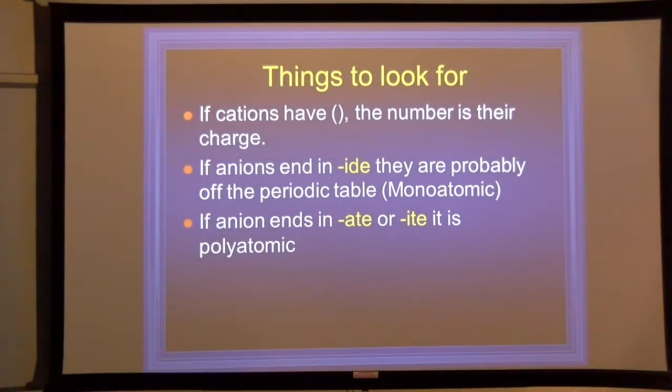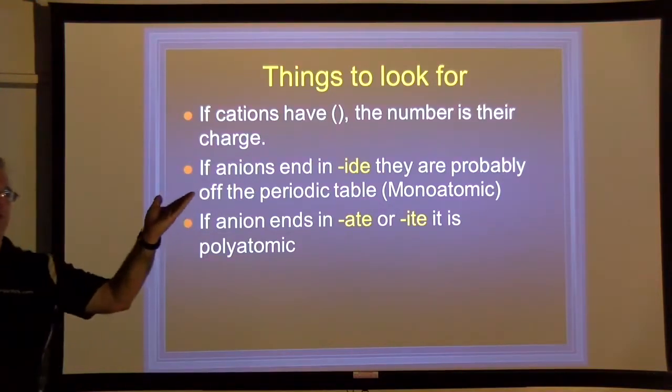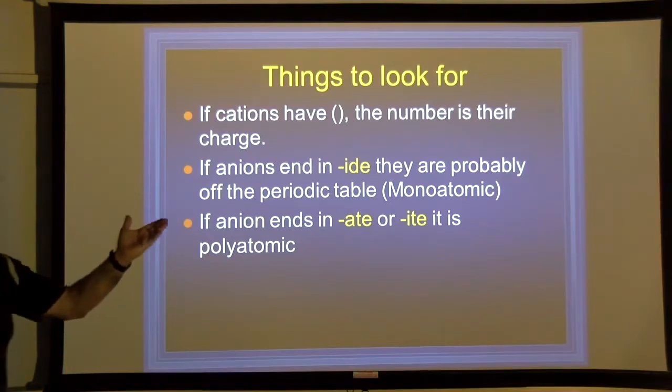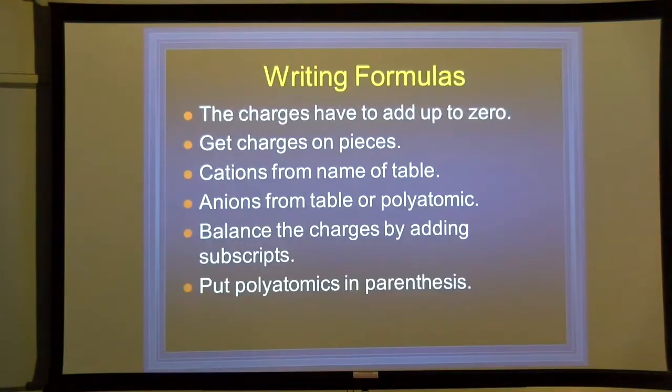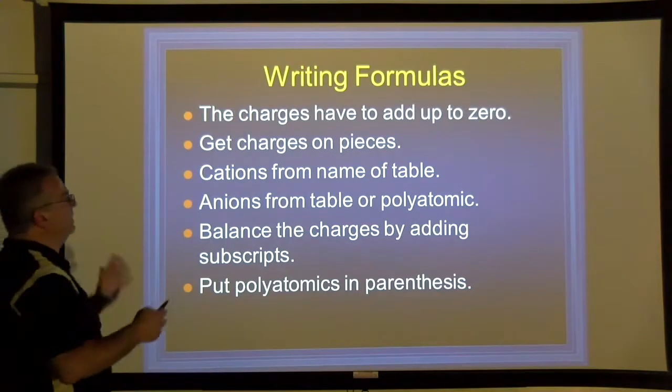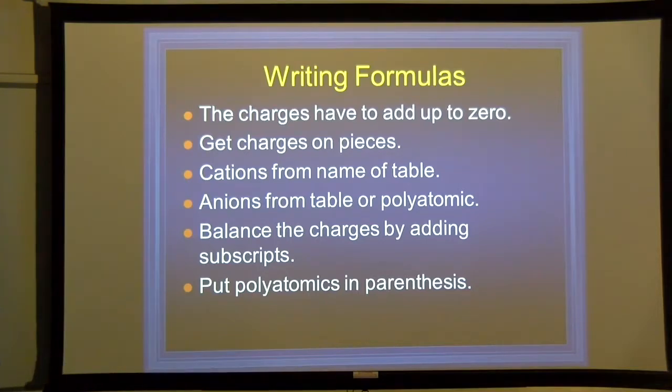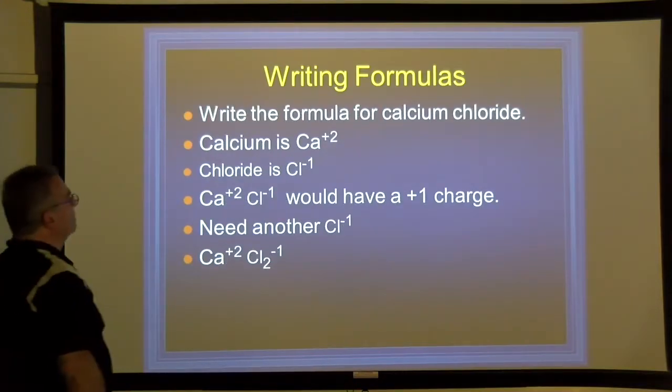So remember, the ate-ite rule means you're polyatomic. If it's ide, you were one of the anions that were created from the periodic table, right? Remember that the pieces and the charges have to cancel each other out to equal 0. Remember that the number of the ions are written with the subscripts in the formula, right? And remember that if you have more than 1 polyatomic ion, you have to put it in parentheses and put the subscript on the bottom right of the parentheses, right?